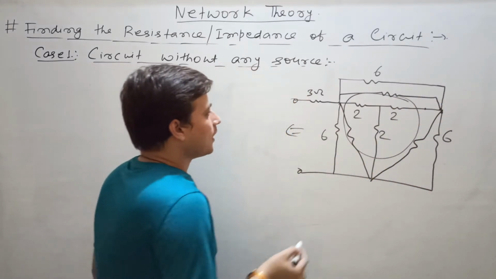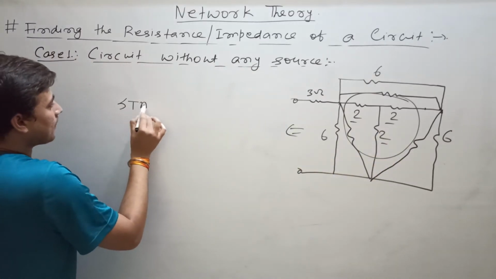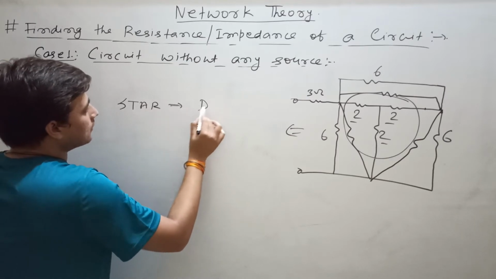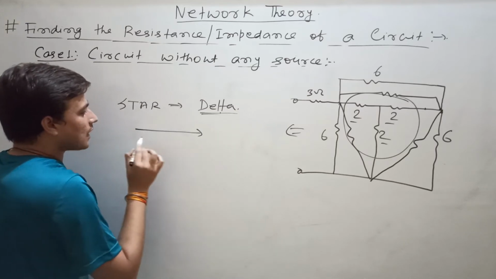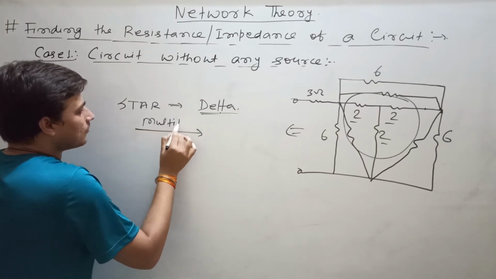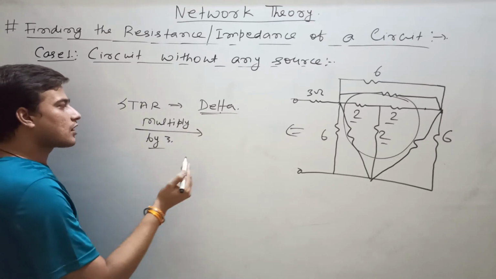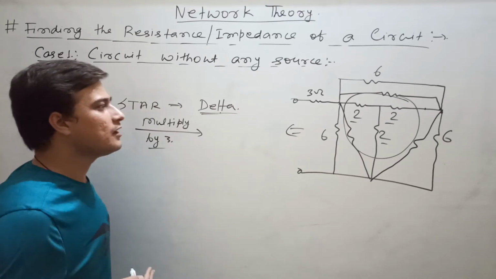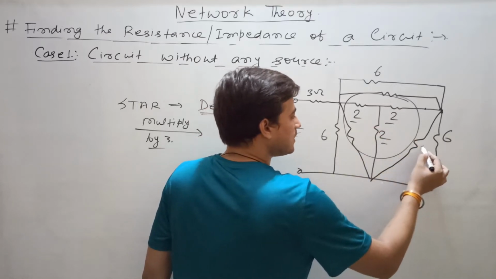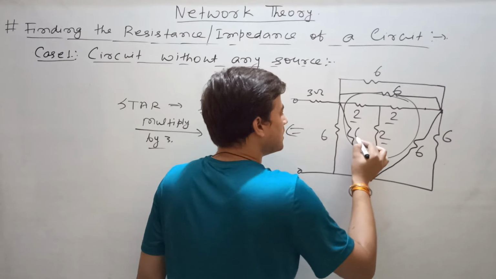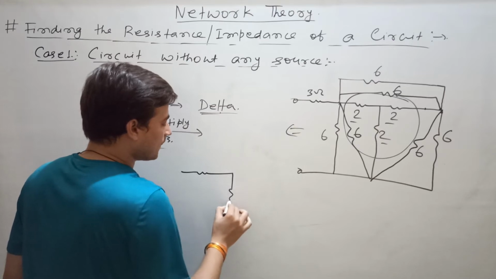So now what do you see? In star, the value is 2 ohm. If you are converting the network from star to delta, then multiply the resistors by 3 if the resistors are equal. Similarly, if you are coming from delta to star, then you will divide by 3. So here the 2 ohm star resistors will be 6 ohm, 6 ohm, 6 ohm in delta. Now if you draw the equivalent circuit, it will look like this.